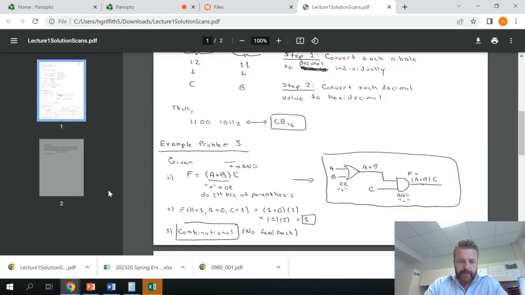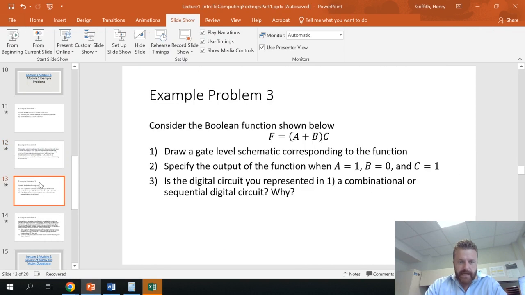So let's look at the next problem here, where we're going to be asked to, given a Boolean function, draw a gate level schematic corresponding to the function. Remember, the reason that we're doing this is that in computing, both the arithmetic, the underlying ALU within a microprocessor, along with the memory, is implemented using these gate level devices, which under the hood are actually transistors, but their mathematics is described by Boolean algebra.